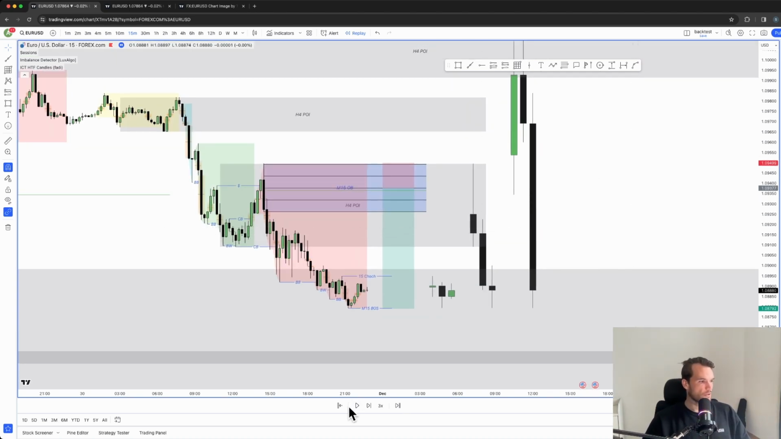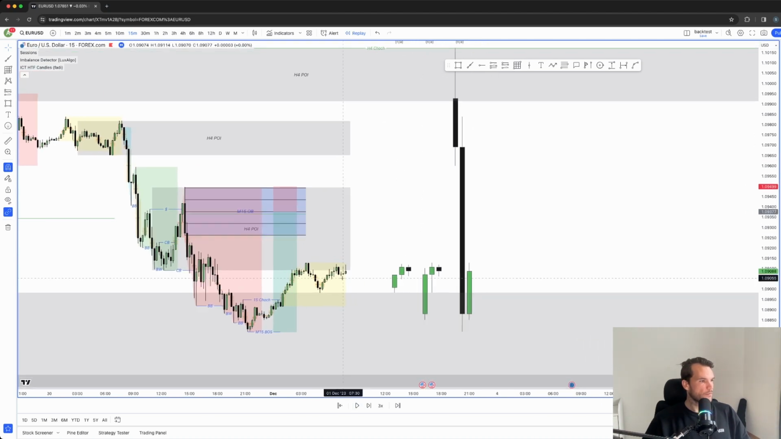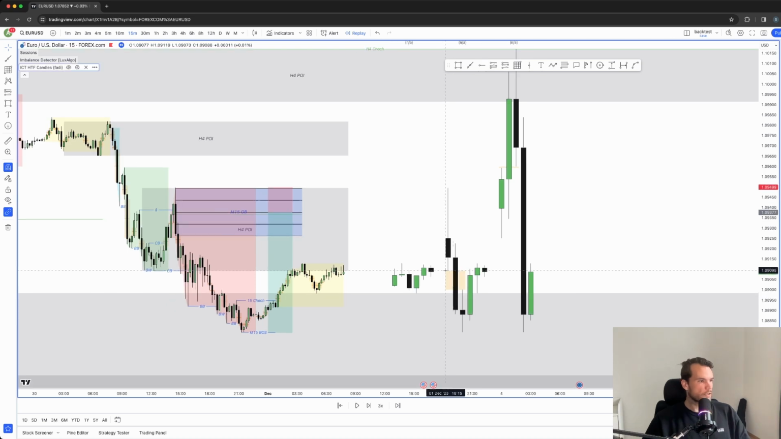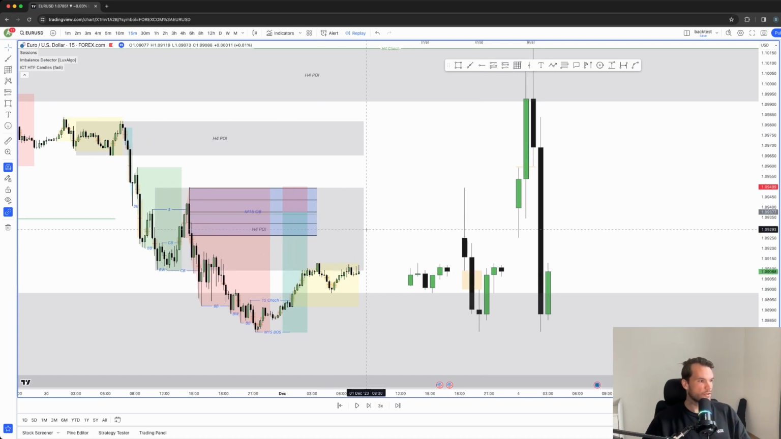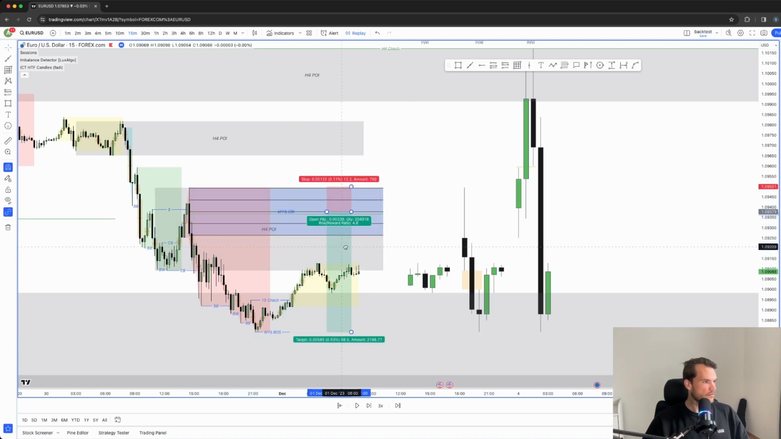I'll skip through to my opening time. Okay, cool. We are now on 7:45, hourly, 4 hour and daily. It prints this imbalance as well. So we've got an H4 imbalance there, which is awesome. You can see it comes across. So this is still valid in my opinion.